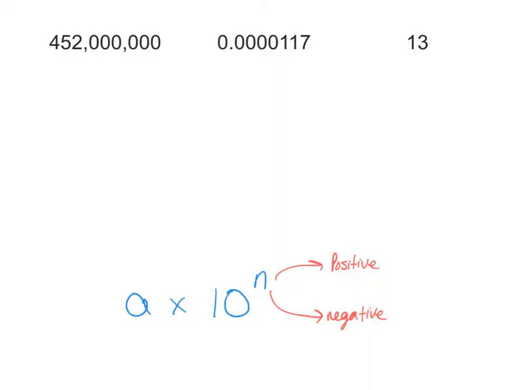In this video, I'd like to provide solutions to these three problems. I'm going to rewrite these three numbers, 452 million, 0.0000117, and 13. I'm going to write these numbers in scientific notation.